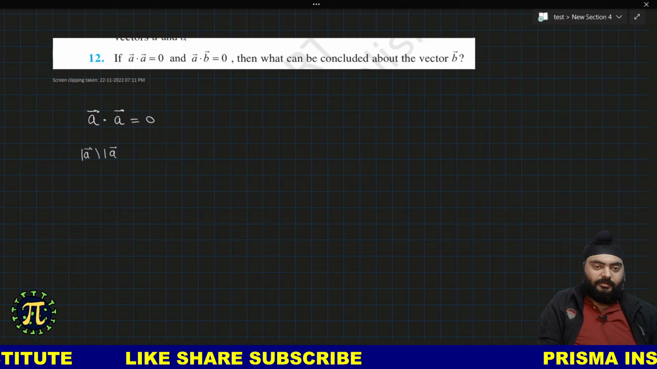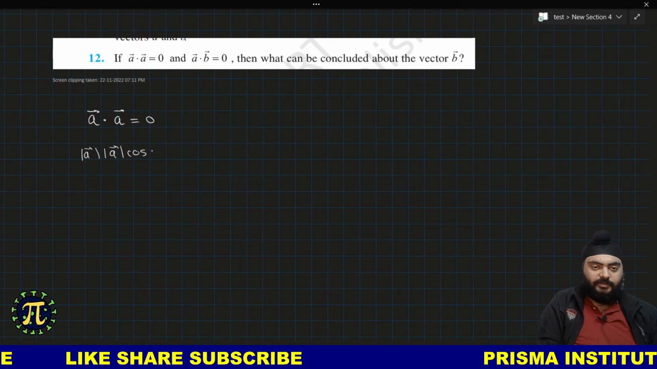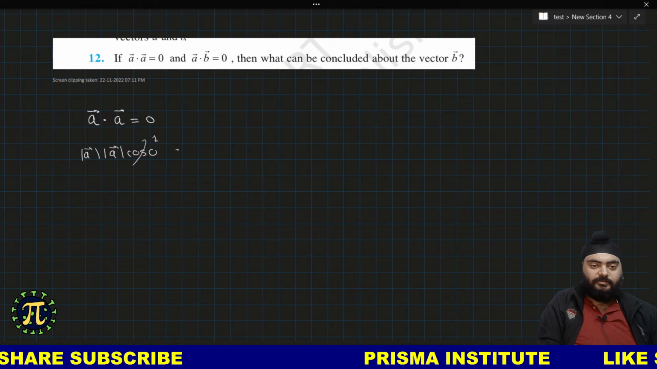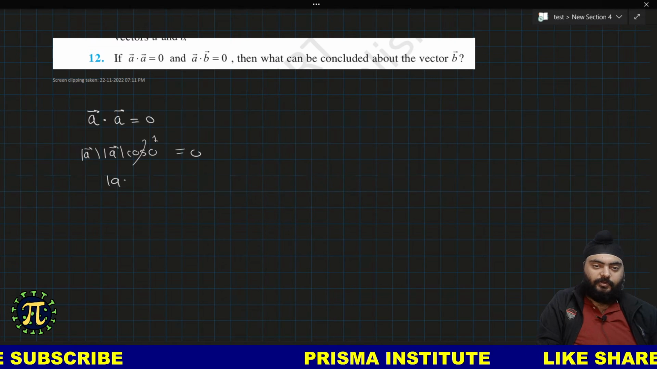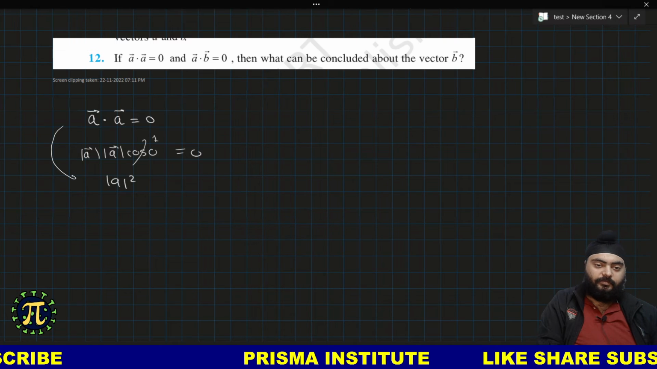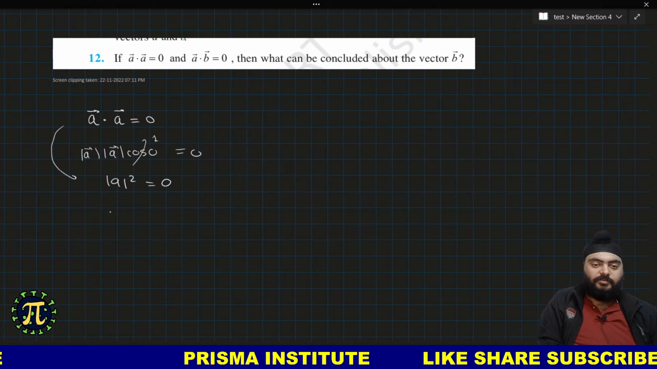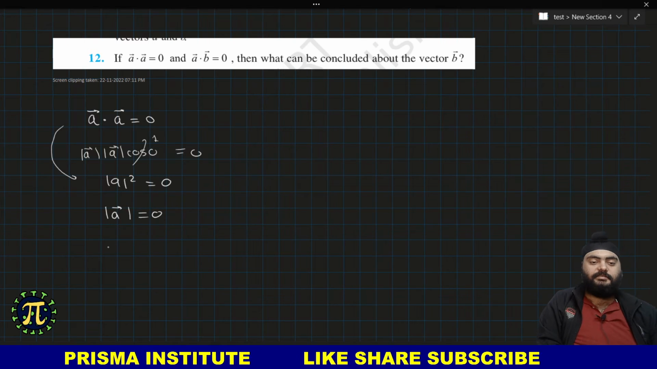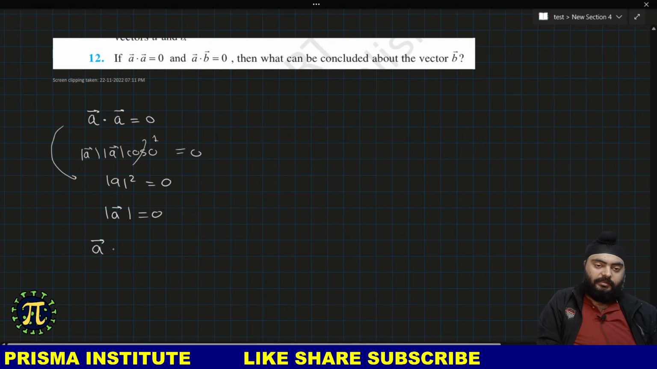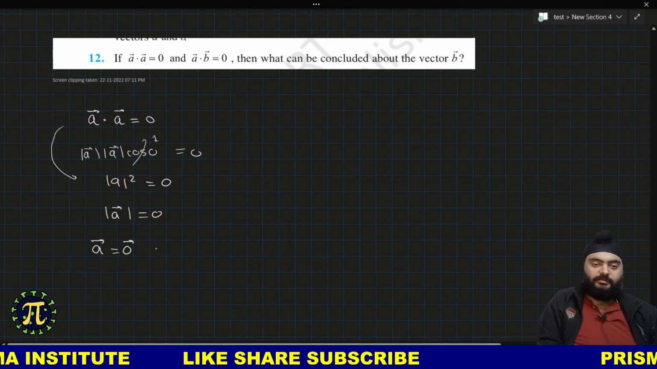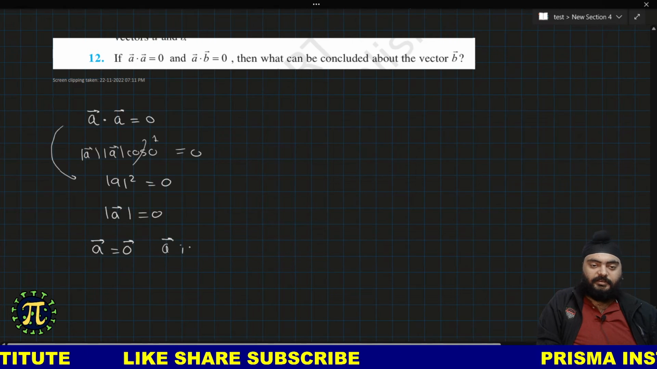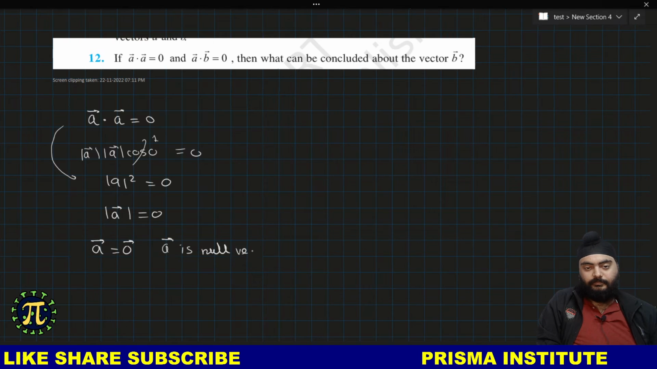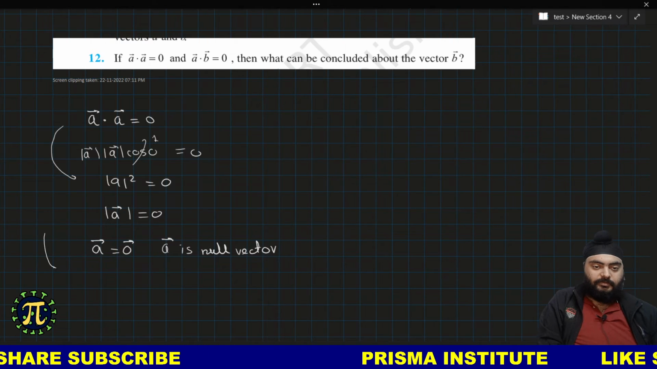mod a into cos 0 which is 1, right? I could have directly written mod a square, right? This is 1, this is 0, so mod a square, right? I can directly write it also. A dot a is what? Mod a square, right? It is 1, it is 0, so what does it mean? Magnitude of a is 0, okay? So this implies a is null vector, right? So a vector is null vector, right? Okay, a is null vector, okay?